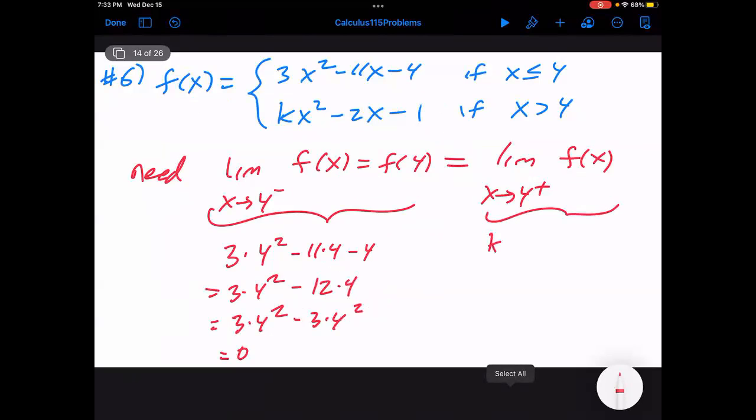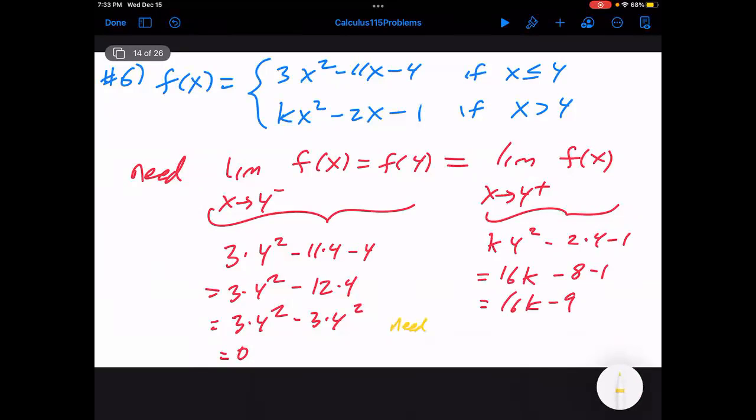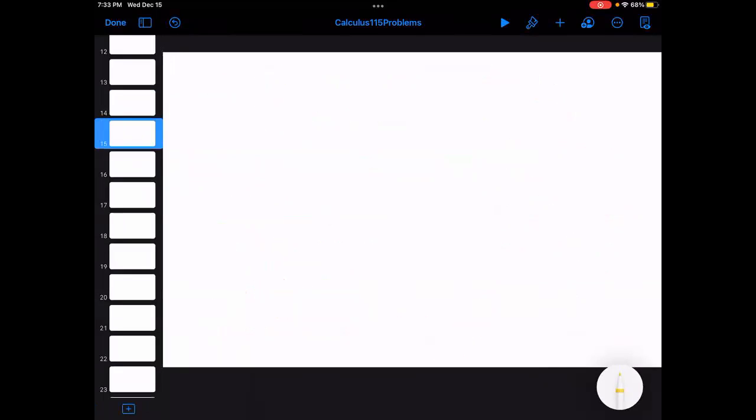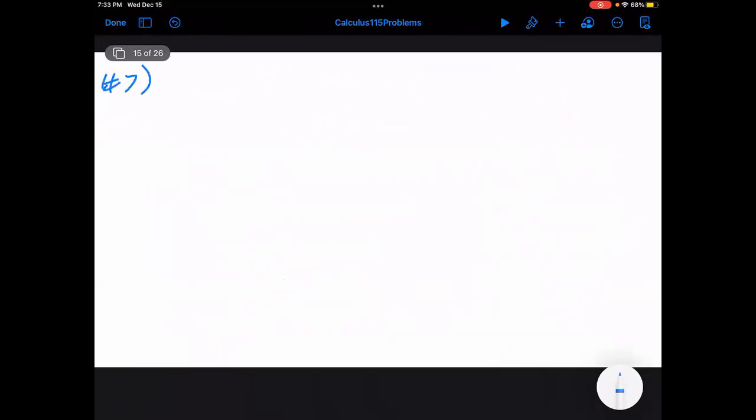It's going to be k times 4 squared minus 2 times 4 minus 1. We can move the 2 times 4 minus 1 to the other side. So this becomes 16k minus 8 minus 1, right? So this is 16k minus 9. And what do we want this to be? We want that to be 0. So 16k minus 9 equals 0. So basic algebra, k equals 9/16. Yep. Okay.